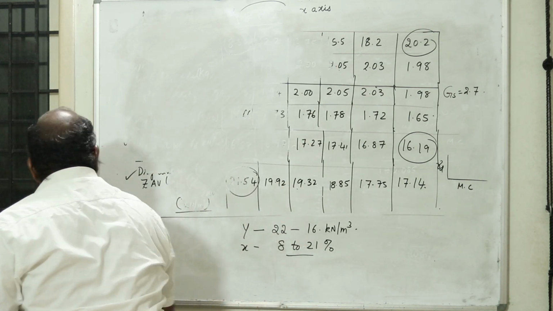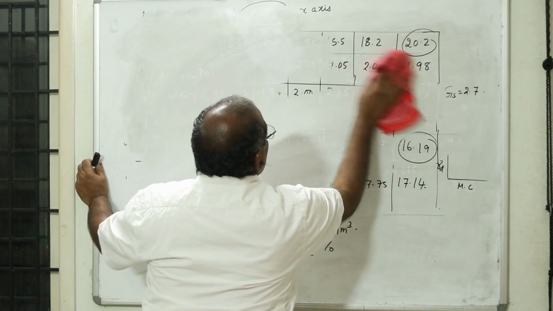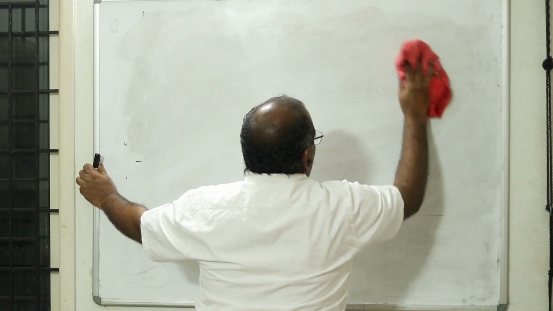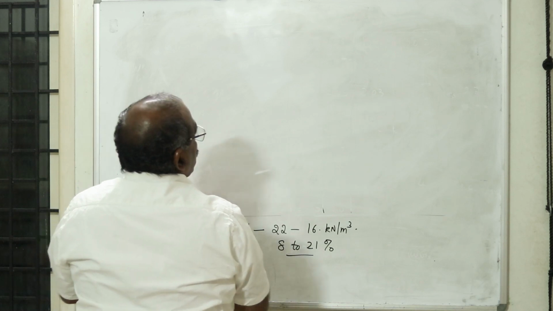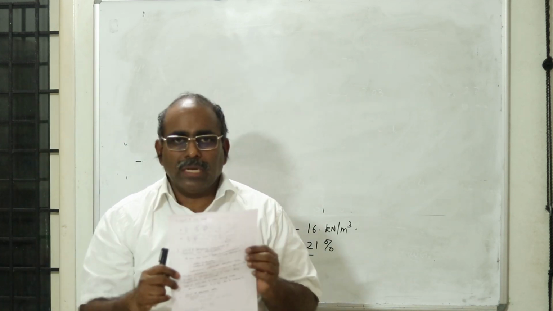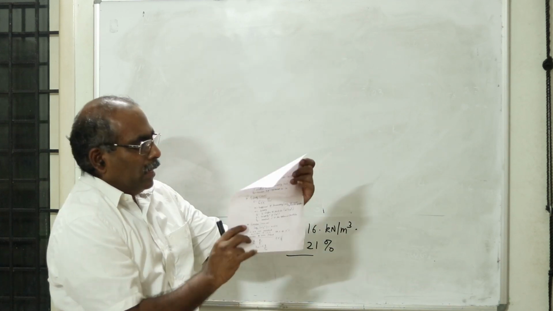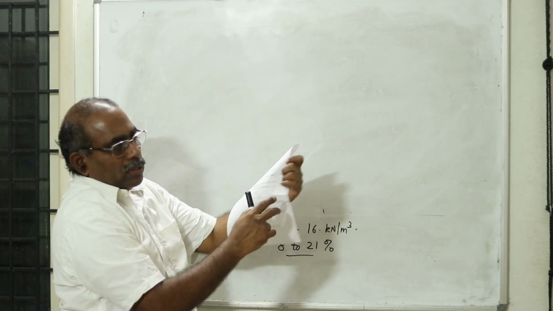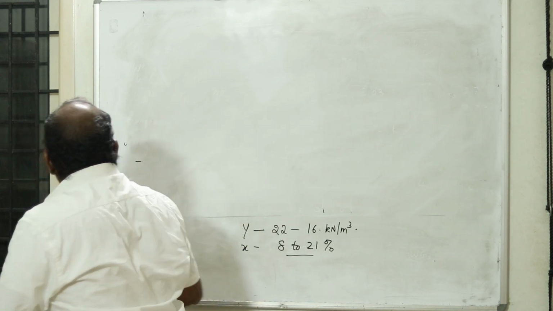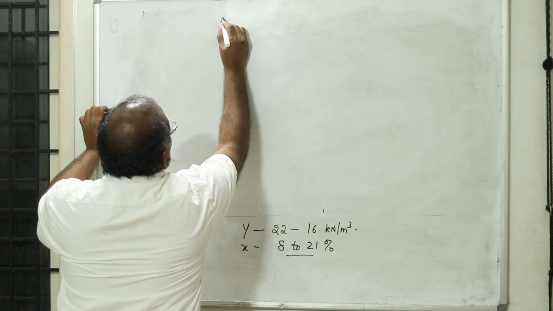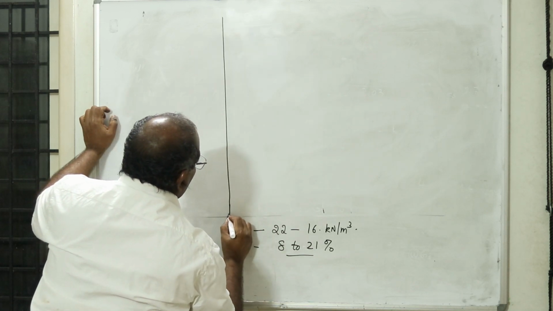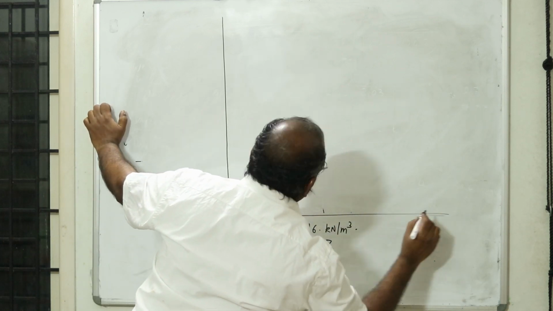Usually, it's advisable to use your graph sheet in the landscape form, not the portrait form. Keep the graph sheet in a landscape form, so that along the x-axis you have more space and your graph comes out properly. Now let us say this is the y-axis and this is the x-axis.